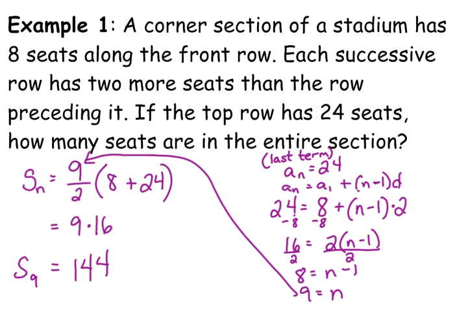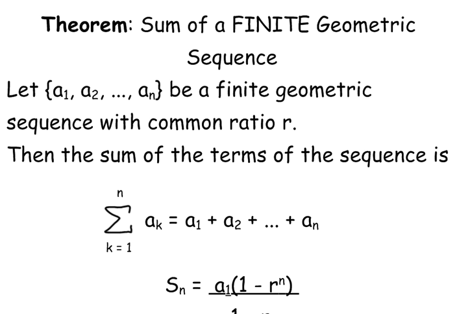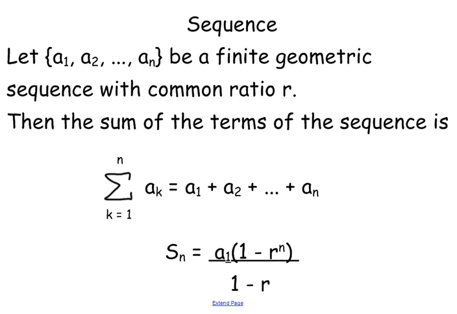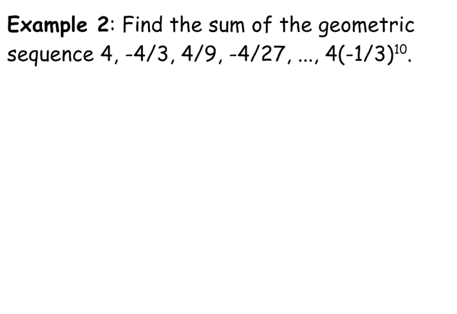All right. We can also find the sum of a finite geometric sequence. Its sum is a little bit more complicated than the sum of the arithmetic sequence. It is the first term times 1 minus the common ratio raised to the nth, divided by 1 minus the common ratio. So it's got a little bit more pieces. Let's look at an example here. Find the sum of the geometric sequence 4, negative 4/3, 4/9, negative 4 over 27, and so on, until we get to 4 times negative 1/3 to the 10th.